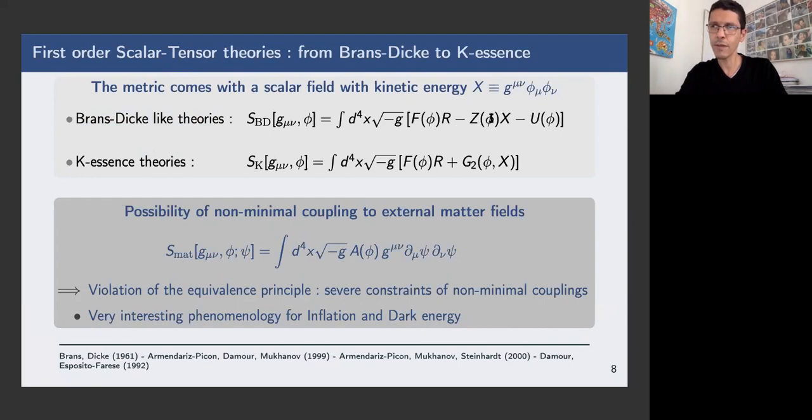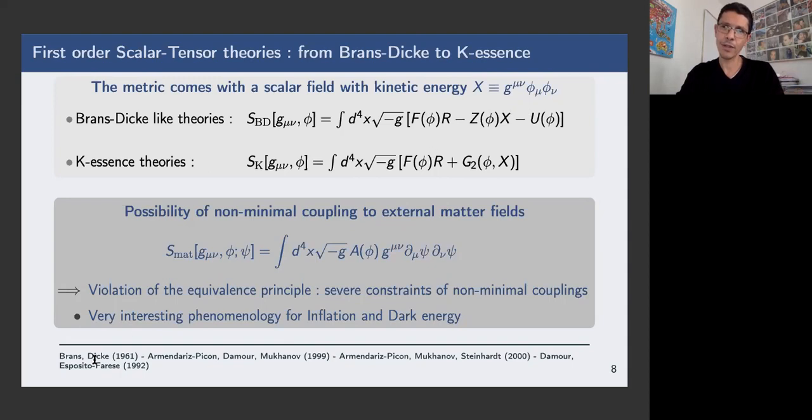And also you have the dynamics of the scalar field, which is given by this kind of action. And X will play an important role in the following, it is the kinetic energy of the scalar field, namely phi dot squared. It's just ∂_μ phi ∂^μ phi. And so this is the well-known Brans-Dicke series.